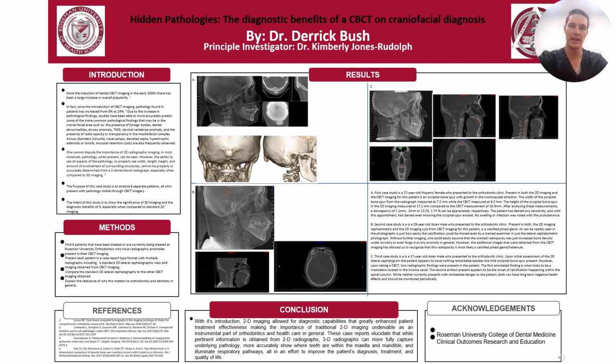So essentially we are taking six patients from Roseman University who have been found to have radiographic pathologies and comparing those radiographic pathologies with both 2D and 3D radiographic imagery. We then will compare the discrepancies, if any, found between the two and give a synopsis or explanation between the differences if there are any found.